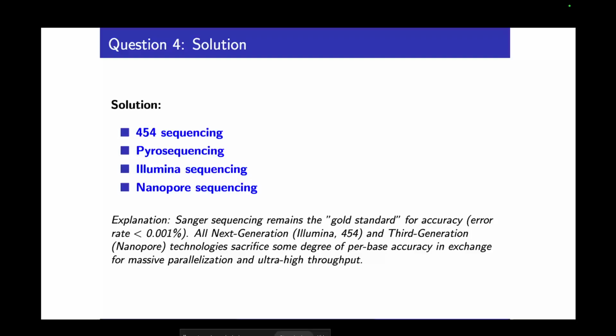Even today, if you want to validate a particular variant, you do Sanger. But again, you cannot do it for millions and millions of variants. If you have a candidate 1 or 2 or 5 variants, you definitely should do Sanger and validate it. So all of them are actually having lower accuracies than Sanger. They are having a lot higher throughput, but accuracy wise, all are lower than Sanger. So just remember that Sanger is still the gold standard.